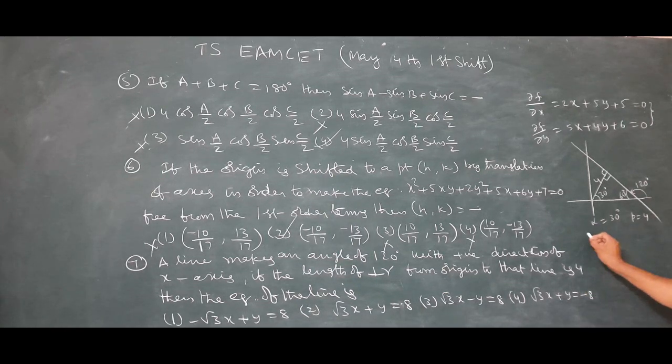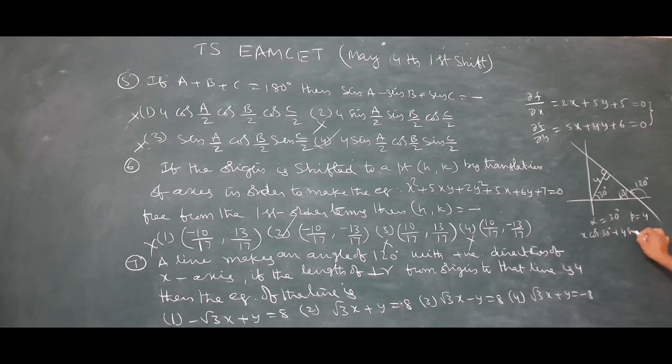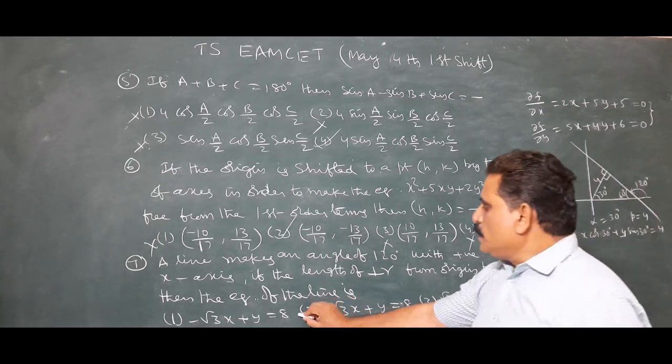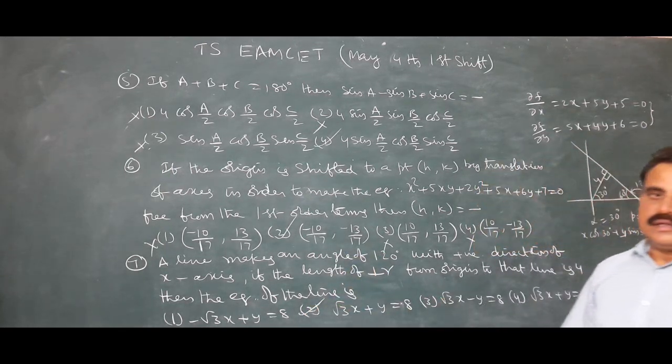Normal form, x cos alpha plus y sin alpha, x cos 30 plus y sin 30 equal to 4. Cos 30 is root 3 by 2, sin 30 is 1 by 2. So root 3 x plus y equal to 8. Root 3 x plus y equal to 8. So second option is the right answer.